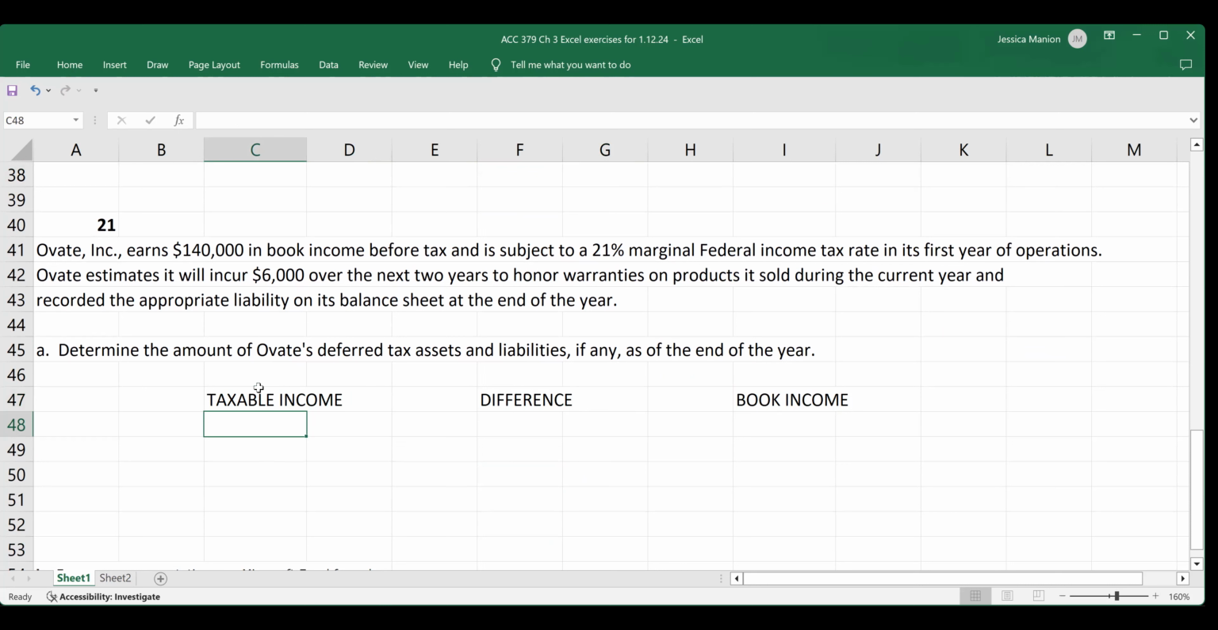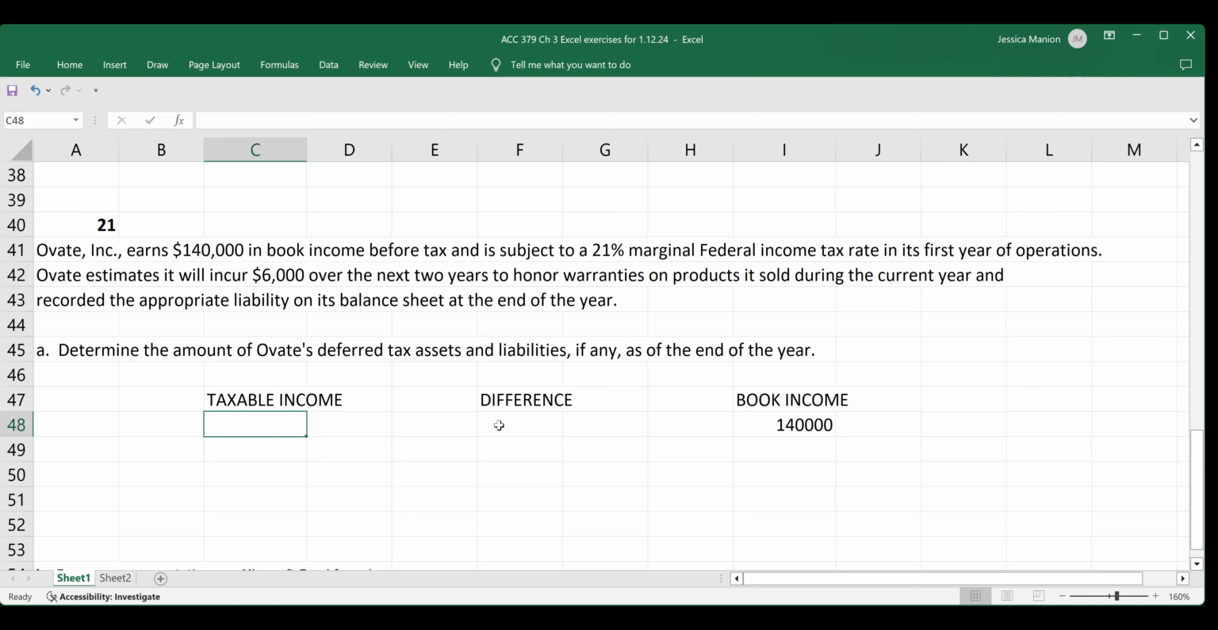But anyway, this one says Ovate Inc. earns 140,000 in book income before tax. All right, so 140,000 book income before tax, and is subject to a 21% marginal tax rate, right? That's our federal income tax rate.